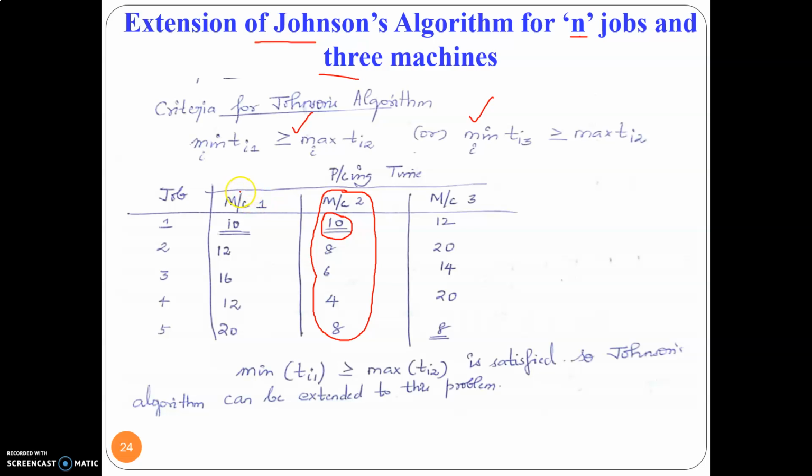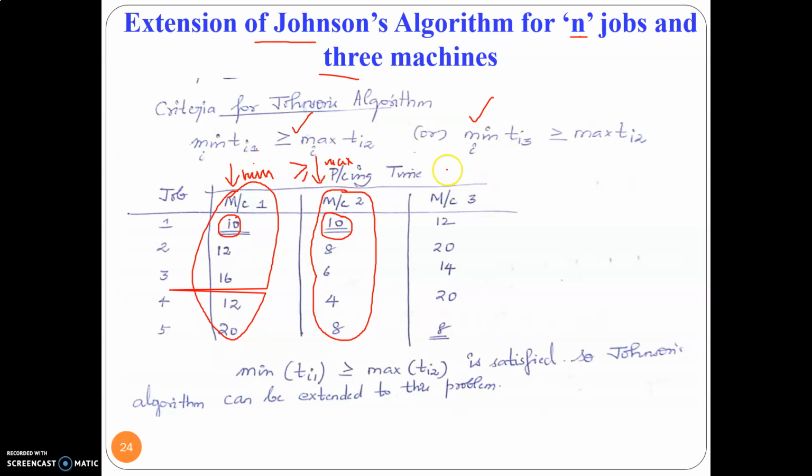Next, I have to find out what is the minimum processing time in mission 1. So in this column I have to find out what is minimum, and in this column I have to find out what is maximum. Whatever minimum value I found should be greater than or equal to whatever maximum value I found here. That is the first criteria. If you go by that criteria, the minimum time is 10 and the maximum time here is 10. So 10 is greater than or equal to 10. So the first criteria is satisfied.